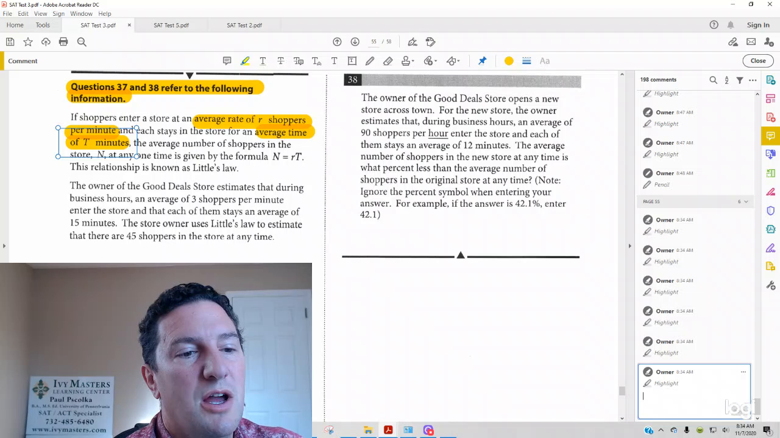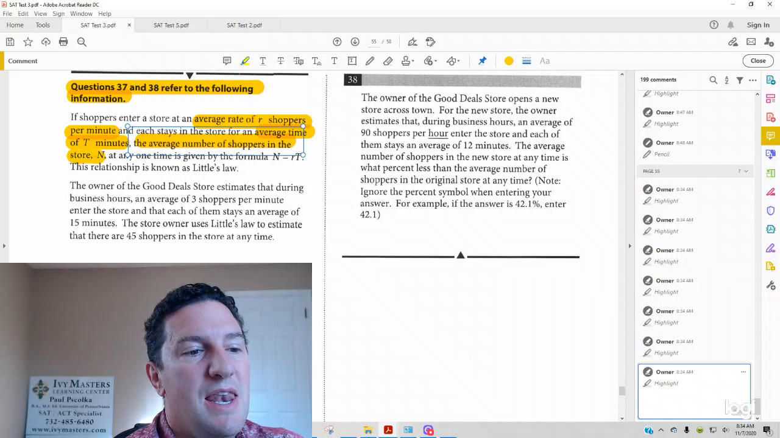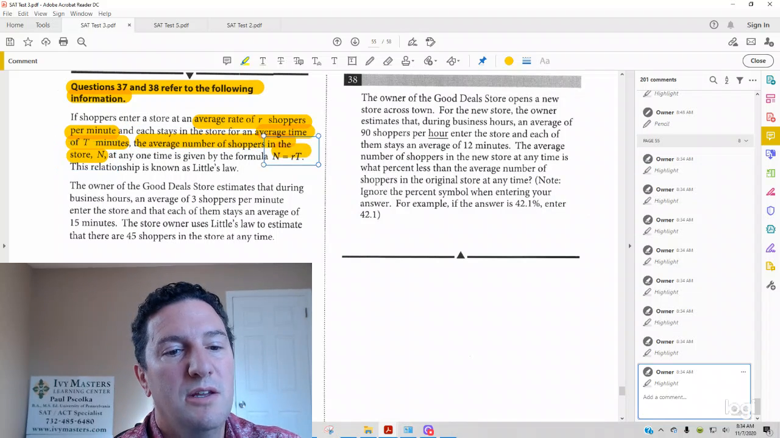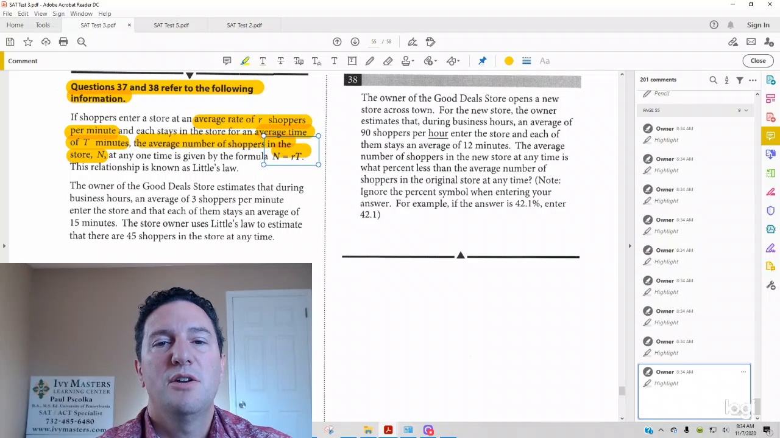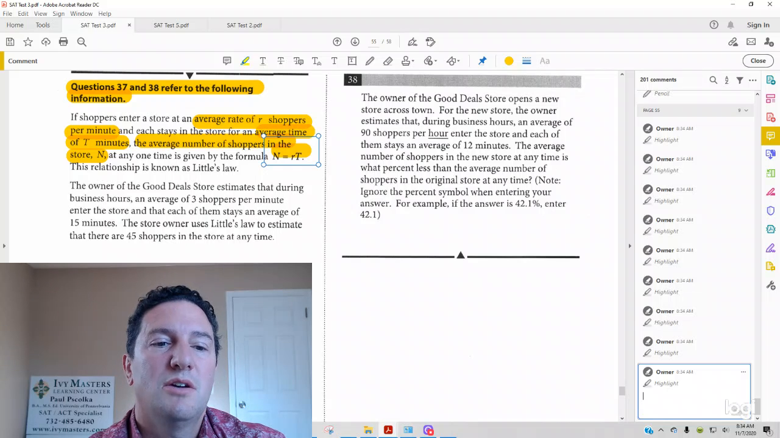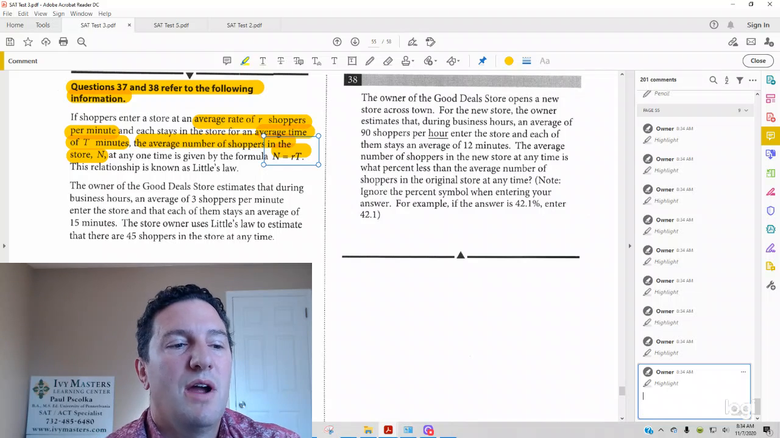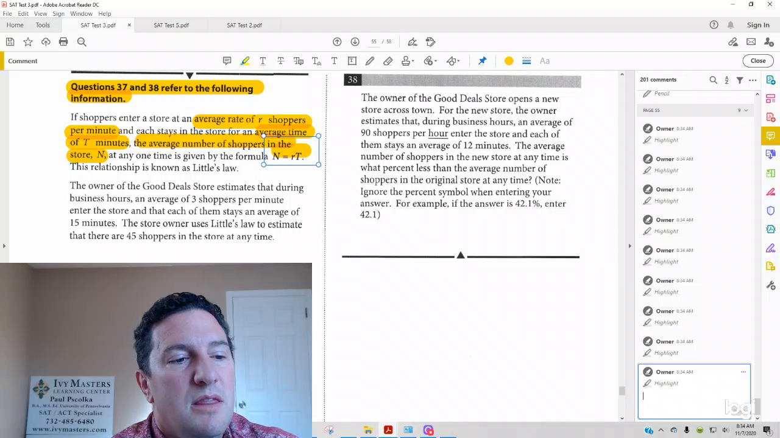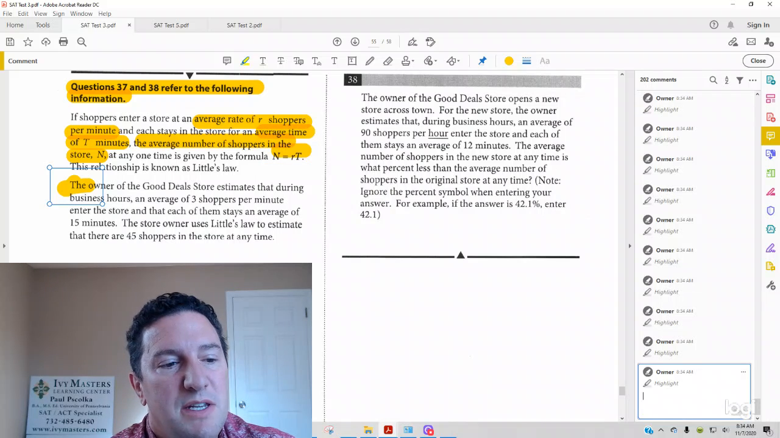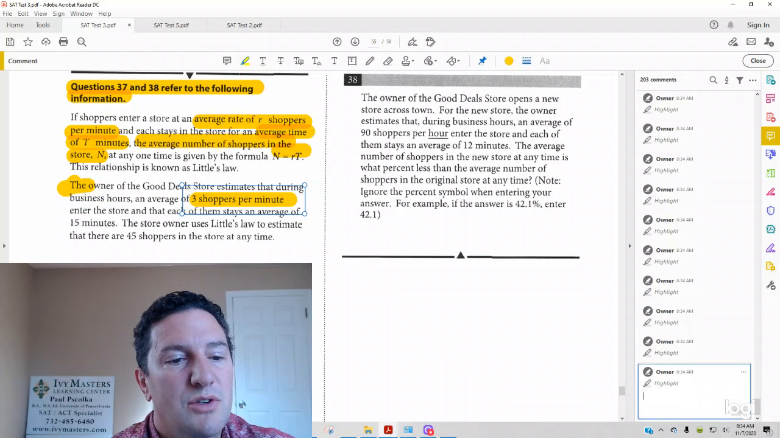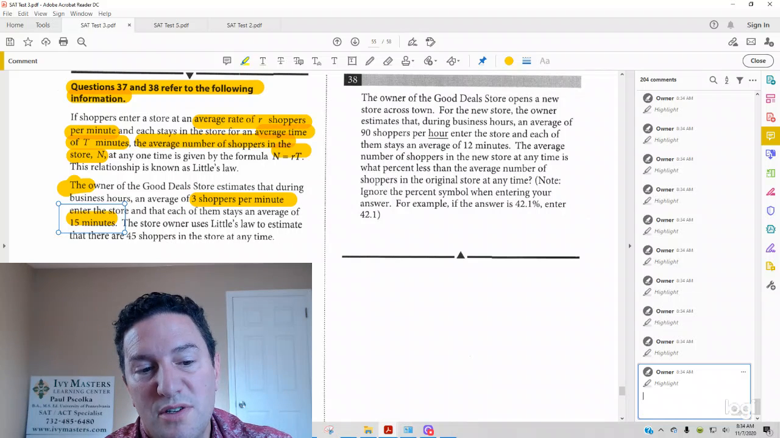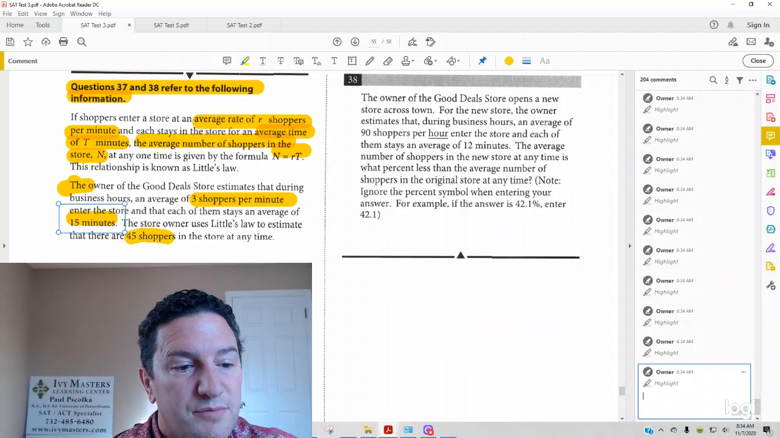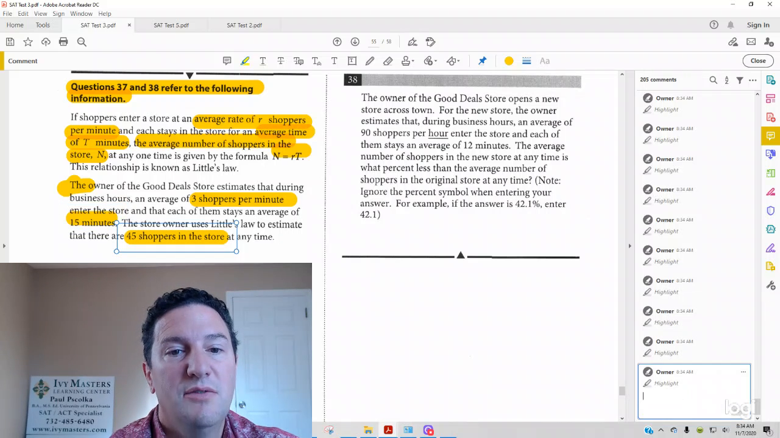the average number of shoppers in the store, N, at any given time is given by the formula N equals RT. This relationship is known as Little's Law. You always want to highlight or underline the equation or the expression and any variables, what they represent. The owner of the Good Deals store estimates that during business hours, an average of 3 shoppers per minute enter the store, and each of them stays an average of 15 minutes. The store owner uses Little's Law to estimate that there are 45 shoppers in the store at any given time.